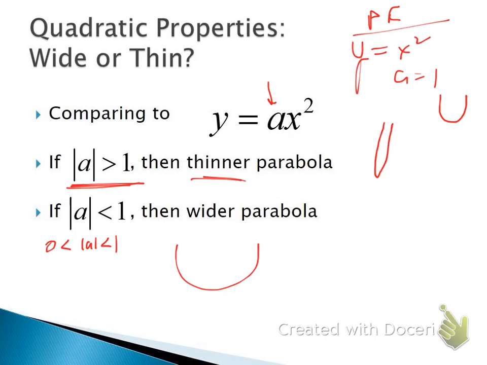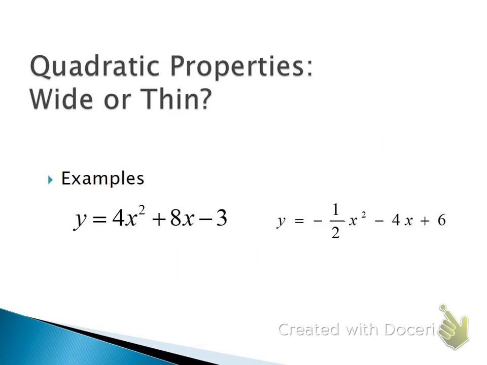So the shape's going to change. If a is something other than 1, then the shape is going to change. If the absolute value is bigger than 1, then it's going to get thinner. If the absolute value is less than 1, or between 0 and 1, then the parabola is going to get wider. And again, that's going to change the shape or the direction of the parent function, and so we'd have to do some adjustments to the parent function from there.